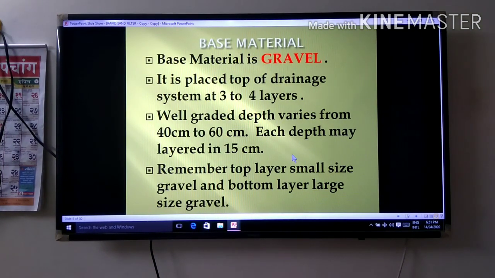Base material. The base material is gravel. It is placed on top of the drainage system in 3 to 4 layers. Well graded, depth varies from 40 cm to 60 cm. Each layer is 15 cm deep. That means this is 4 layers, 15 cm each. Remember, at the top layer small size gravel is provided and at the bottom layer large size gravel is provided. It is like a slow sand filter.